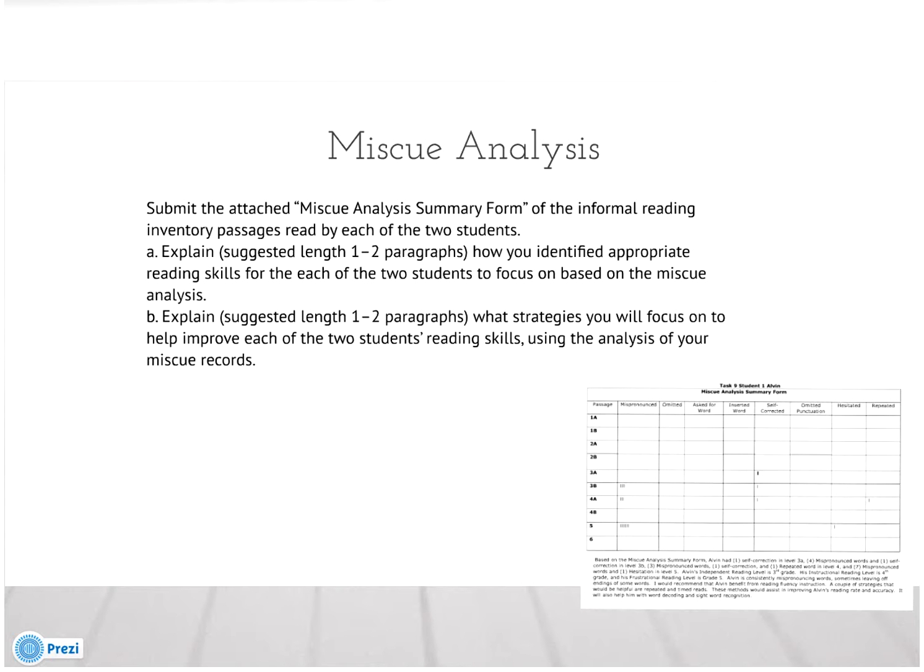And what you're going to do is go through the reading passages and mark on this form the errors that the child made for each reading passage. So kind of think of this like you're making a graph of what the child did wrong while reading.